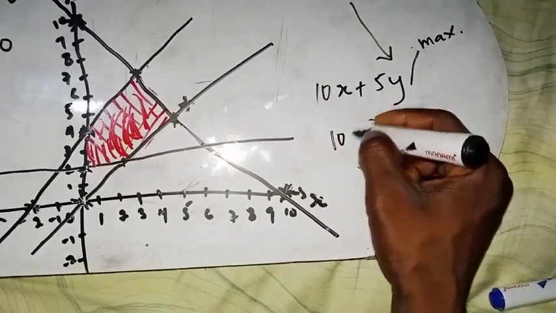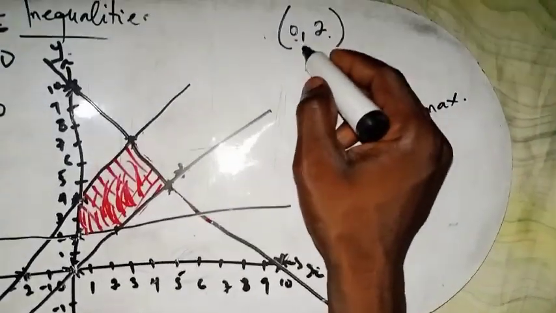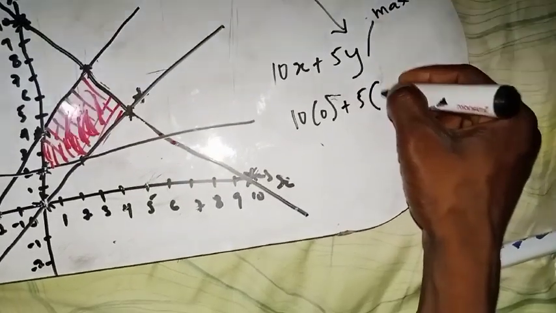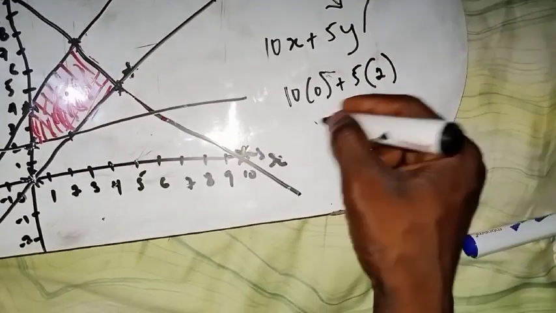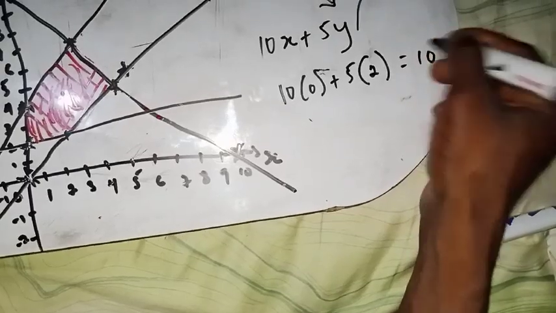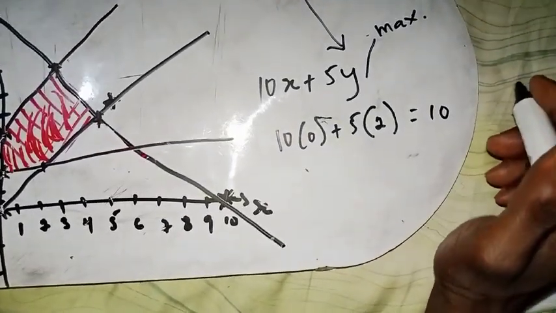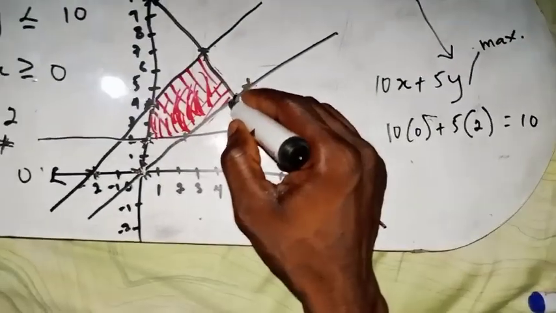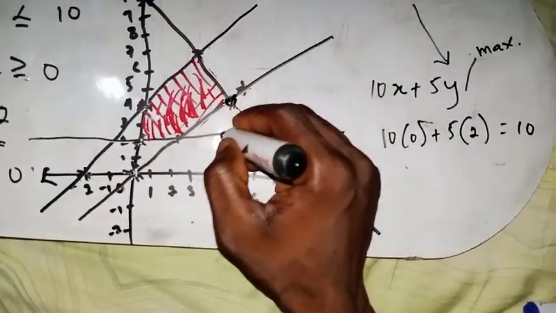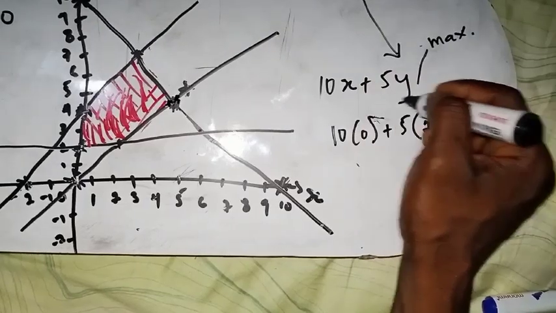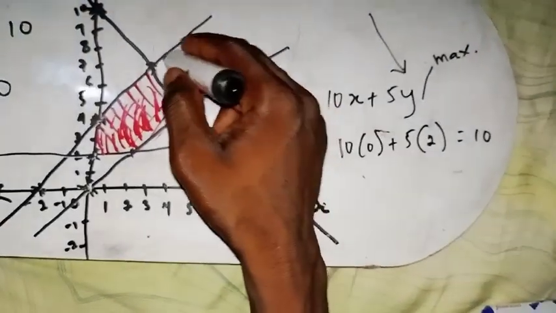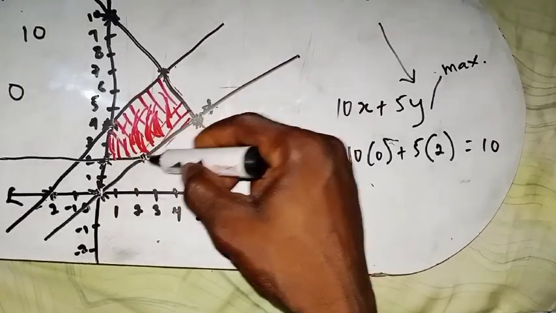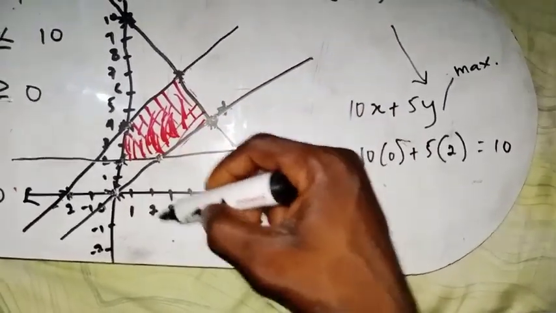So that is 10 times 0, because our x here is 0, plus 5 times 2, so I'm going to have 10. We want to determine the maximum. Is that okay? So go for the second vertex, and then plug that inside this expression. Once we are done with all the vertices, maybe that should be 5, right? So maybe 1 2 3 4 5.